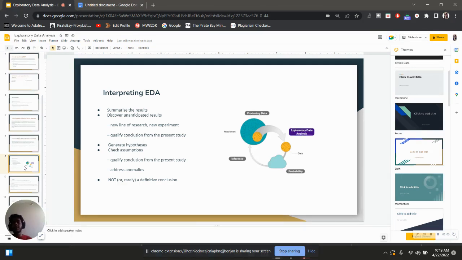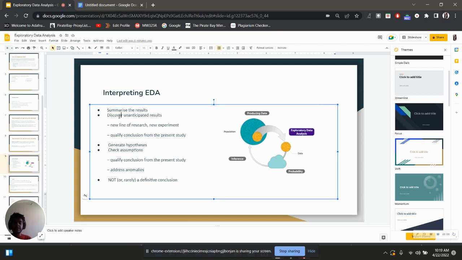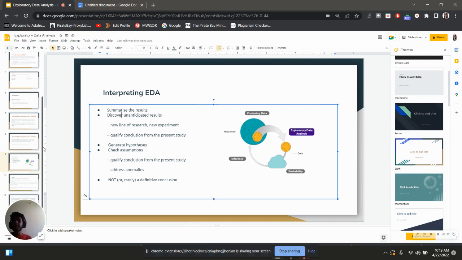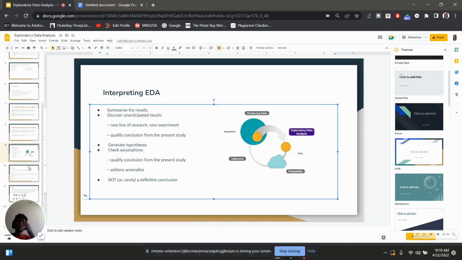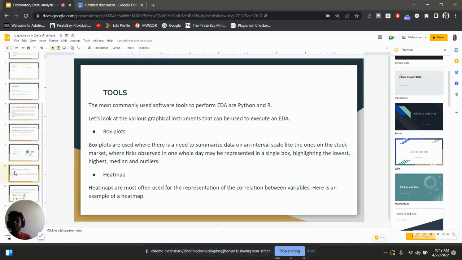Interpreting EDA. So how can one go about implementing EDA? First, one has to summarize the results. Then discover unanticipated results, which means a new line of research or experiment will be added to the code. Then quality assurance and quality checks will be done. Then you generate your hypothesis, check the assumptions related to it, address all the anomalies, and really come to a definitive conclusion. That's how you can interpret the EDA in any file.